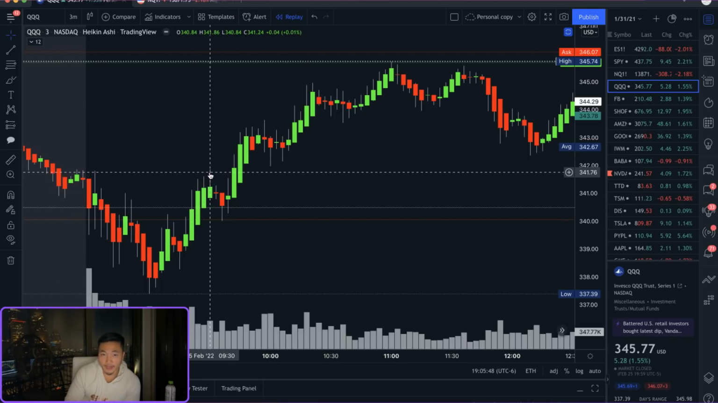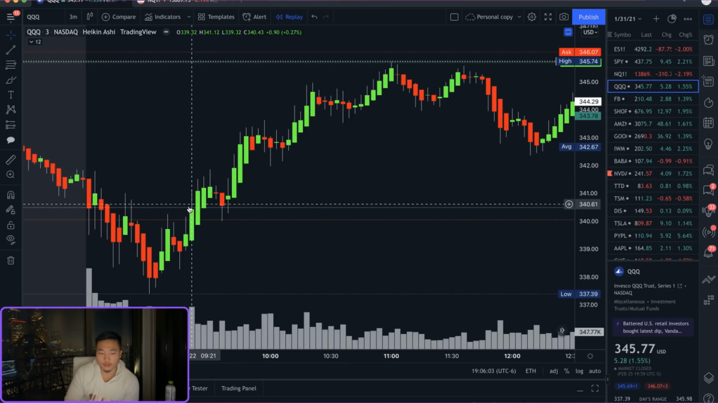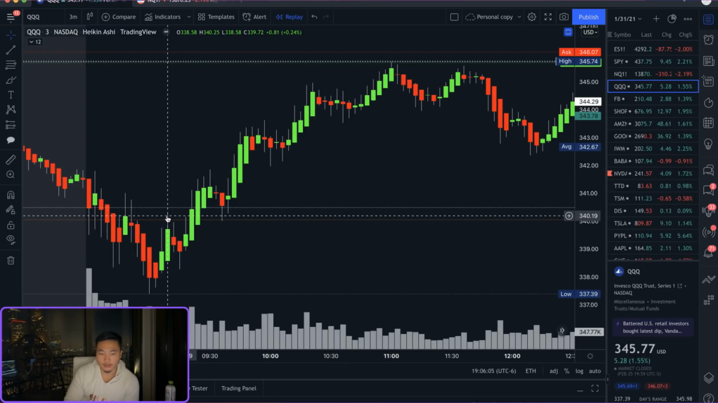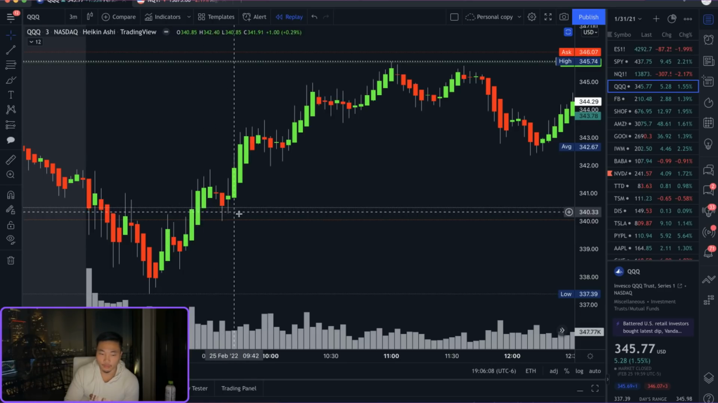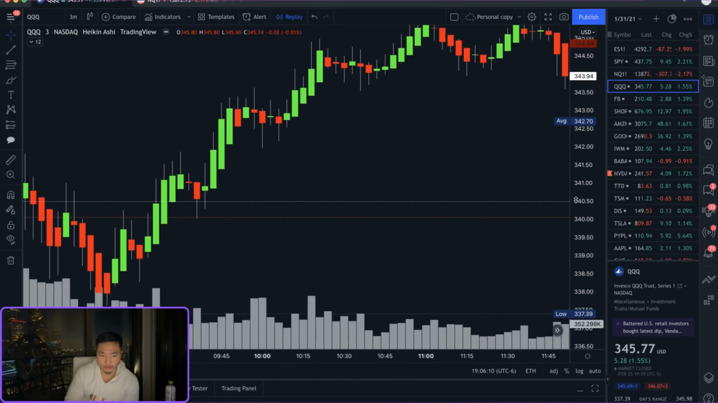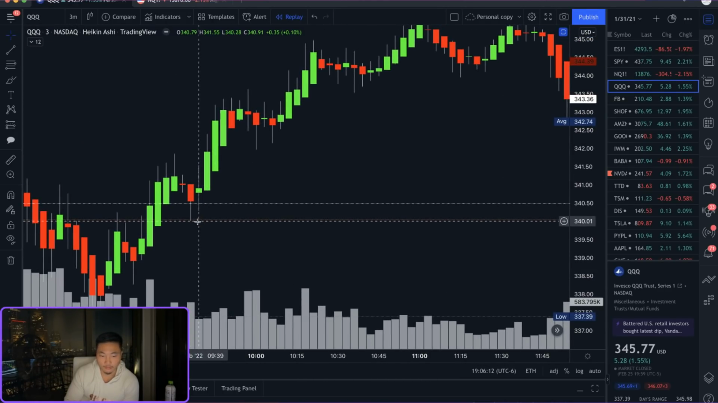So we made a new high over here, 341.82. So when that came back down a little bit, we could use the past resistance level as the new support. So the 340.20 is the new support. And when we take a look here, the bottom of that 3-minute candle or that drawdown is 340.07.